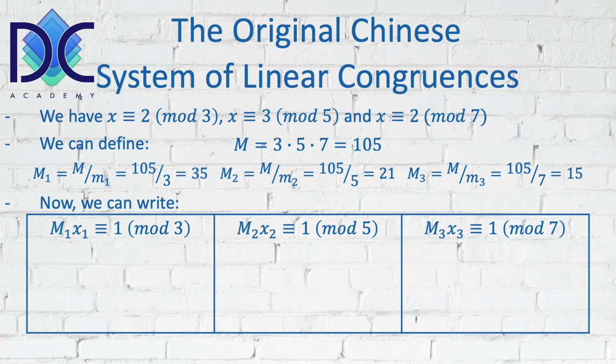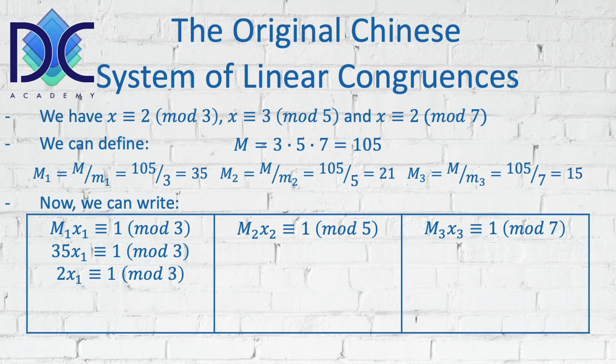In capital M index 1, x index 1 is congruent with 1 modulus 3. So when we look at the equation, we see that M1 is equal to 35. So we can write here that 35x1 is congruent with 1 modulus 3. And this we can also write as 2x1 congruent with 1 modulus 3. Basically, we have, in fact, 3 times 11 is 33 plus 2, so the remainder is 2. So we can say that this equivalence exists.